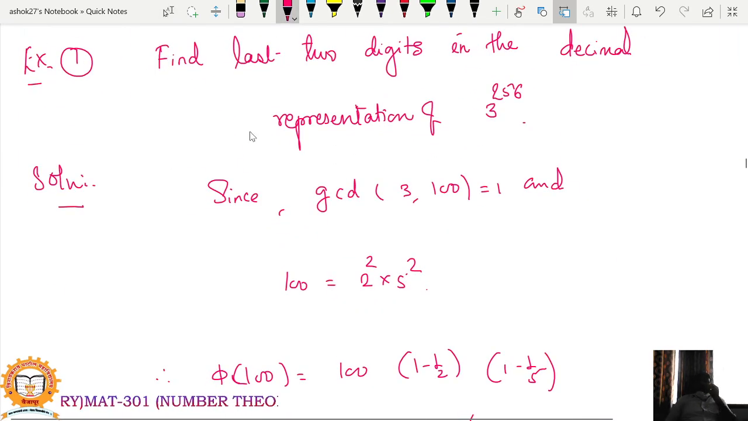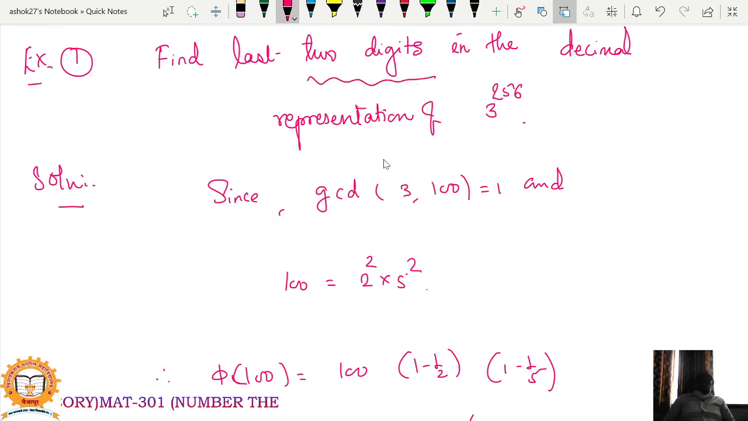So find the last two digits in the decimal representation of 3 raised to 256. So we have to find the last two digits in the decimal representation of 3 raised to 256. So that's why we are taking 100 here. If you ask for the last three digits, then you can take 1000 here. If you ask for just the last digit, then you can take 10 here, and likewise.